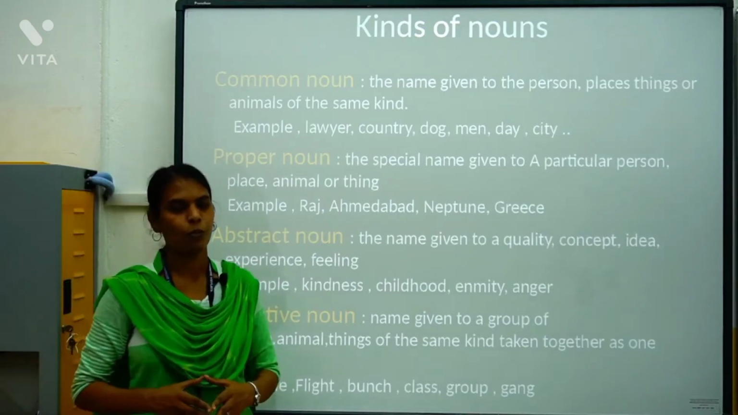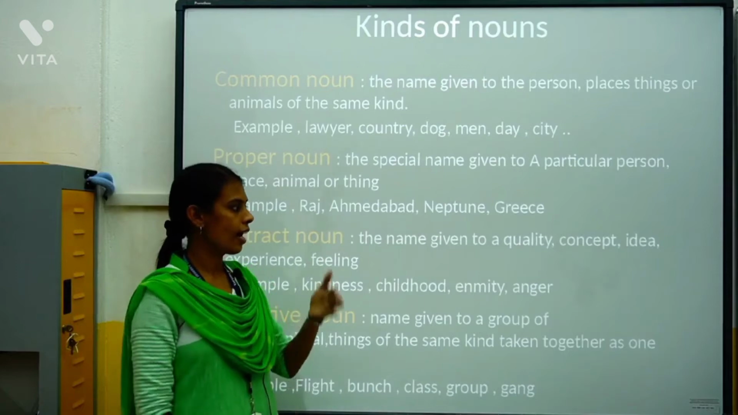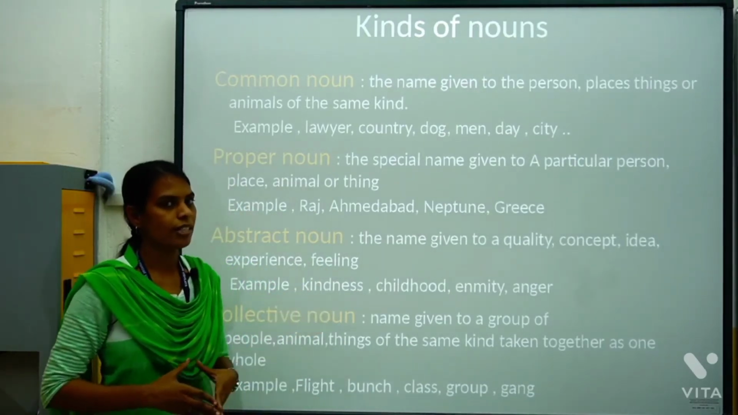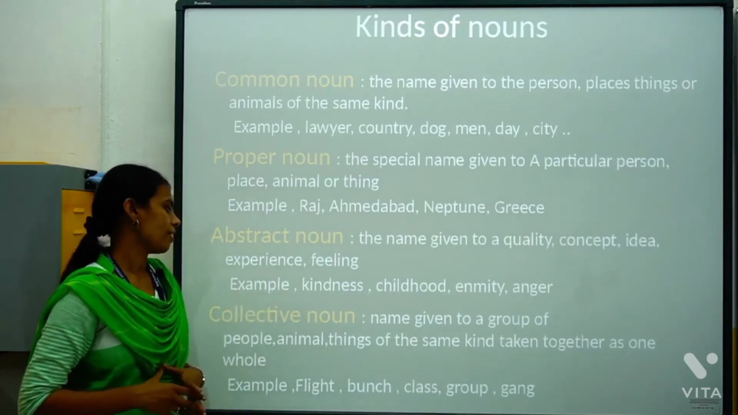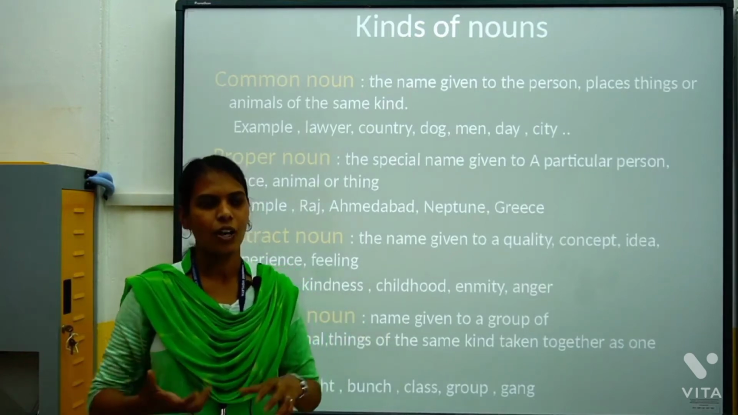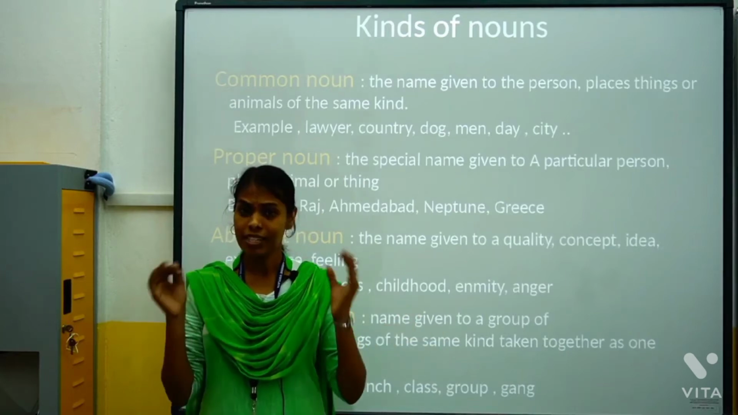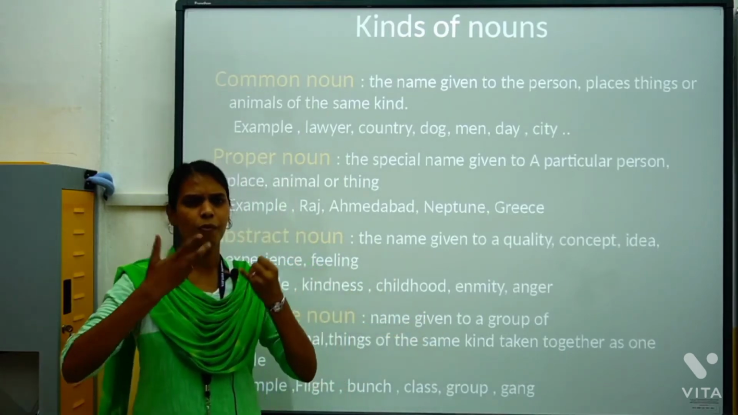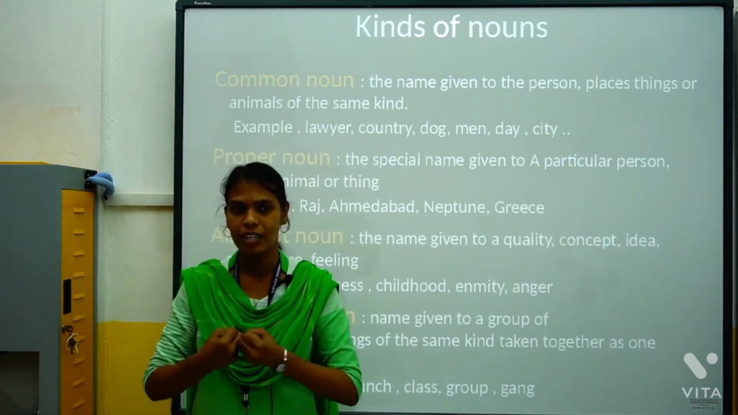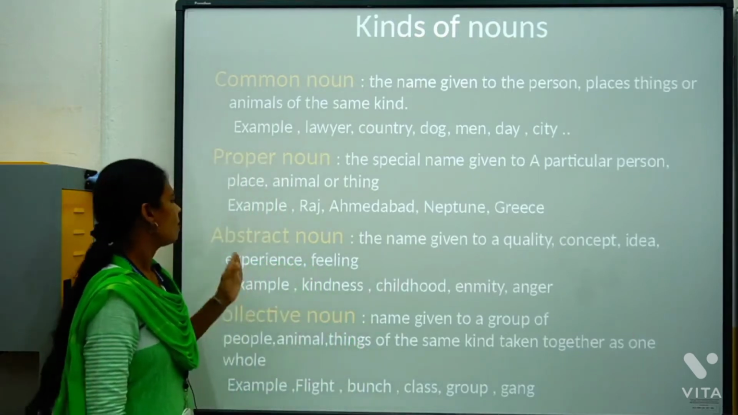Now, abstract noun. What is an abstract noun? The name given to a quality, concept, idea, experience or feeling is called an abstract noun. Examples are kindness, childhood, enmity, anger, all the emotions, happiness, sadness. Anything that we talk about as some quality, some character of a person, or an idea of something comes under abstract noun.